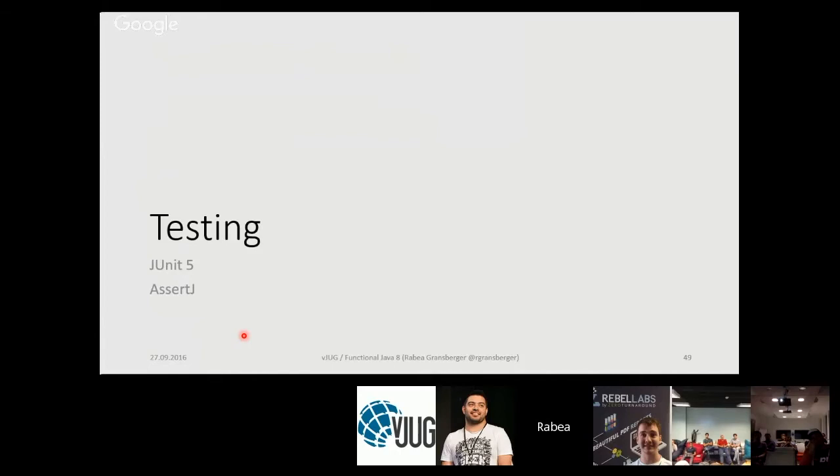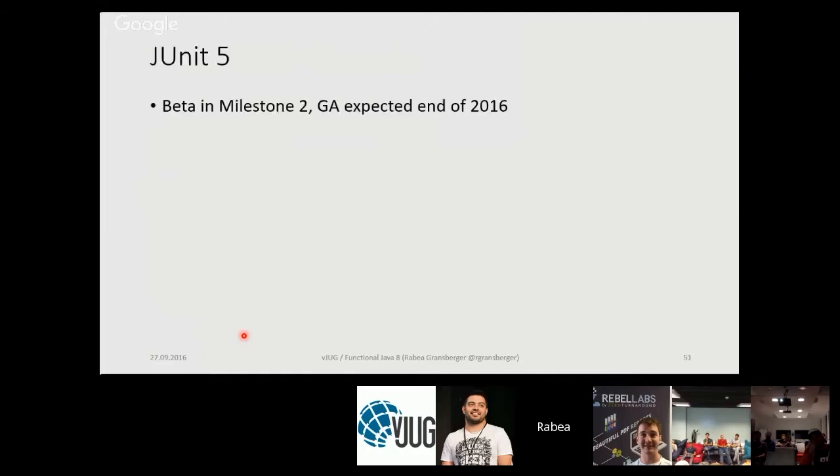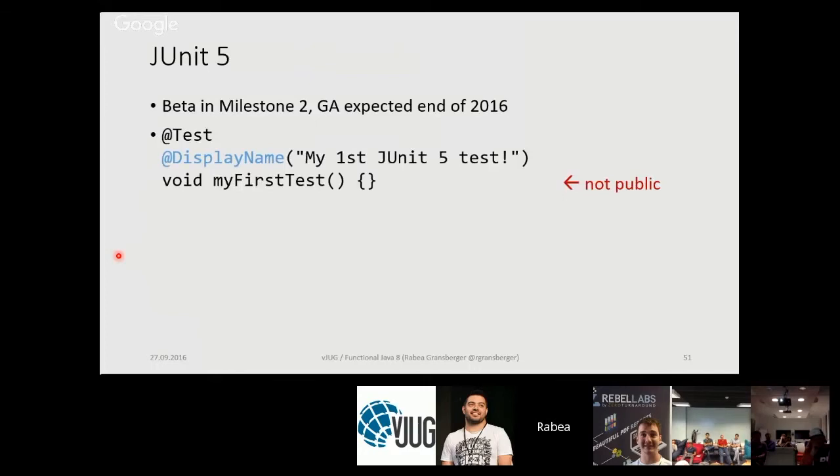On to testing. Do we have some nice testing libraries with lambdas? Let's first have a look at JUnit 5. JUnit 5 is a successor to JUnit 4. It's still in beta, at milestone 2 now, but it's expected to have its final release at the end of this year. Let's have a quick overview of what we have in JUnit 5. You can have a display name for your tests, which is shown in your UI instead of the test method name, and they don't have to be public anymore.